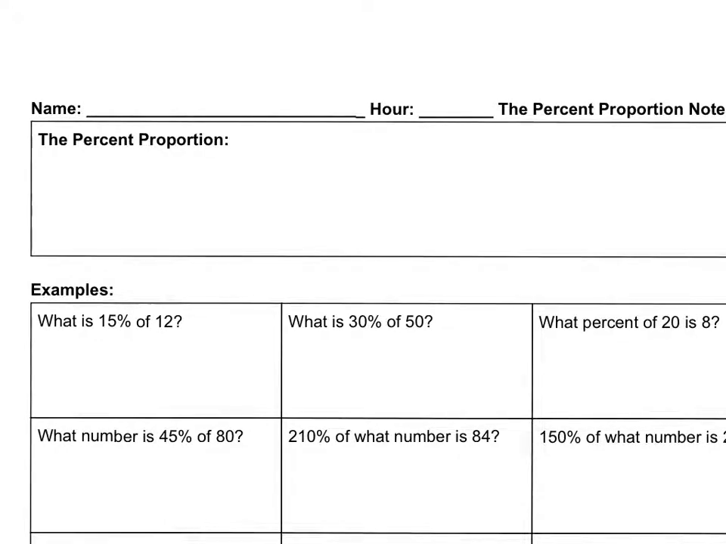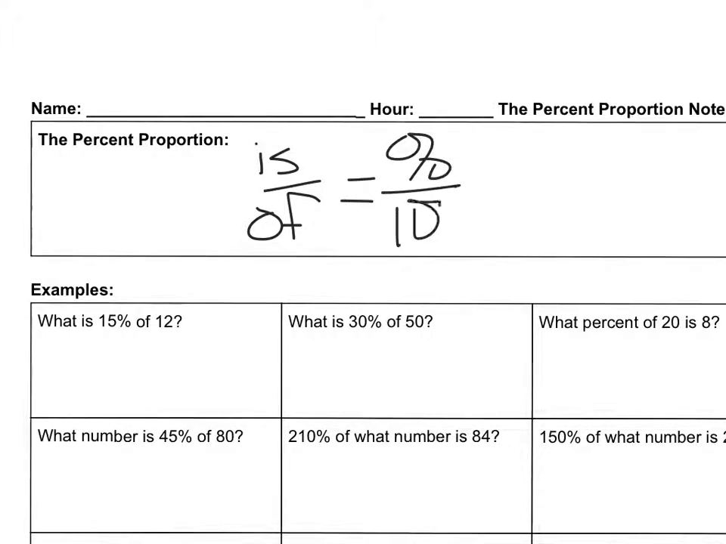All right, so today we're going to talk about the percent proportion. The percent proportion is always the same. It's is over of equals percent over 100. And you might also see it with is being part and of being whole. So if you talk about a pizza, it's like 4 pieces of 8 pieces out of the whole pizza.